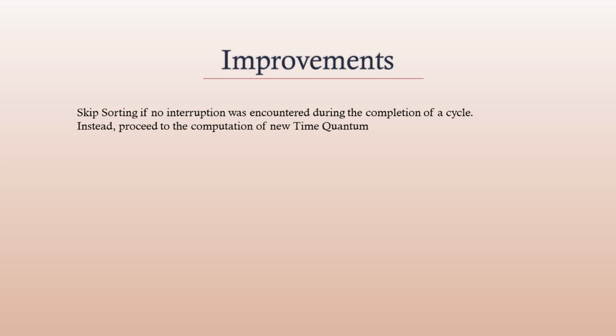The modified algorithm has already shown improvements to the round-robin algorithm, but it can be improved a little more by skipping the sorting of the ready queue if no new process arrives in the ready queue. This is because, after a completion of a cycle, when all processes have used the CPU for a time slice, the same processes in the ready queue are still in ascending order. Instead of sorting, the algorithm will proceed to the computation of the new time quantum.